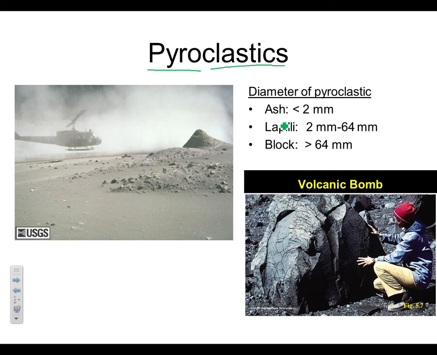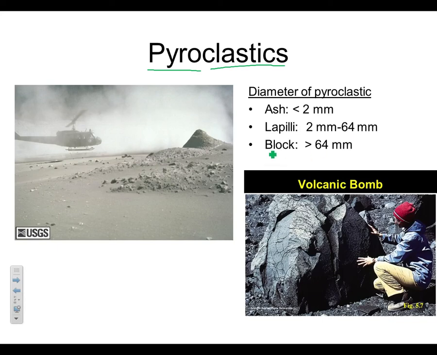First one you see is ash. Ash is the smallest. Diameter is less than 2 millimeters. So smaller than sand size. Lapilli is the second smallest. Diameter between 2 and 64 millimeters. So sand size up to 6.4 centimeters, so bigger.